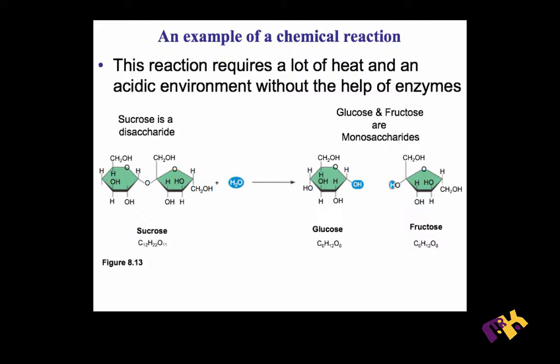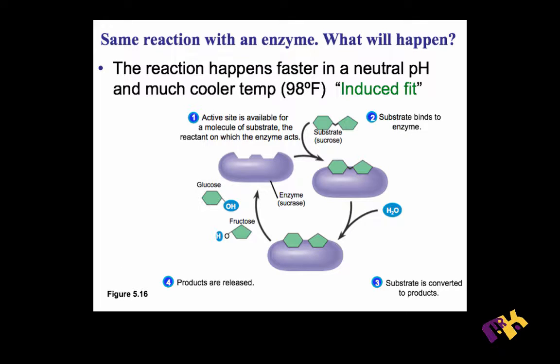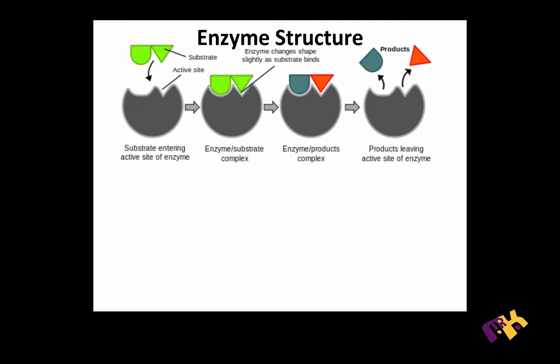Sucrose will use a special enzyme. Sucrase will break down sucrose. And so this reaction can happen more quickly and in a neutral pH, so that's awesome, at body temperature. So how does the enzyme do this? So let's look at the structure of an enzyme.